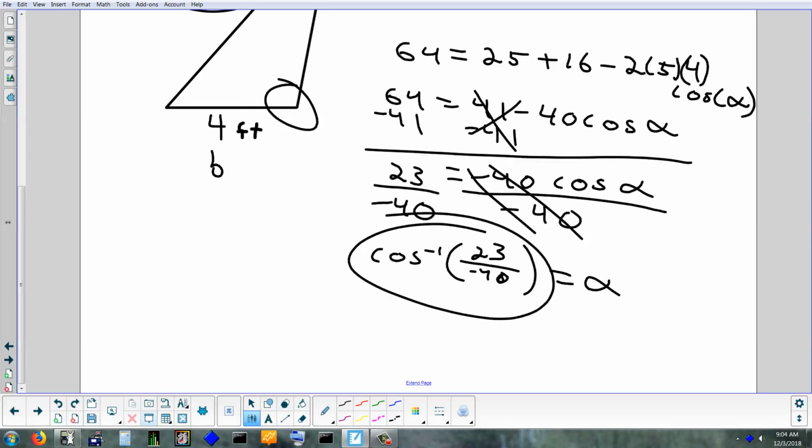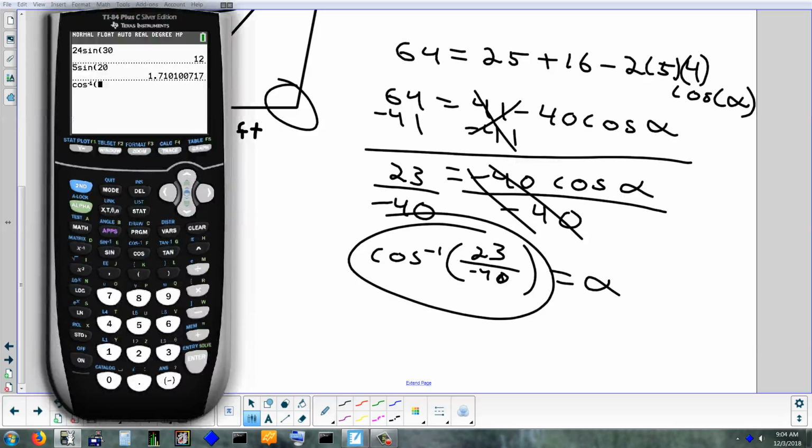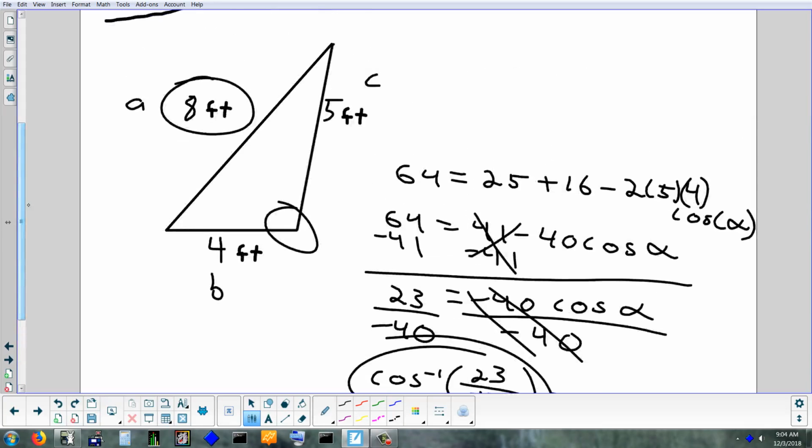So let's see what we get for an angle. Second, inverse cosine, negative 23 over 40. And our angle, the one that Derek wanted to find, is pretty close to 125.1. So let's call it that. So this angle, just erase that, 125.1. Now I'm good. Now I can do exactly what we've been doing the whole time.